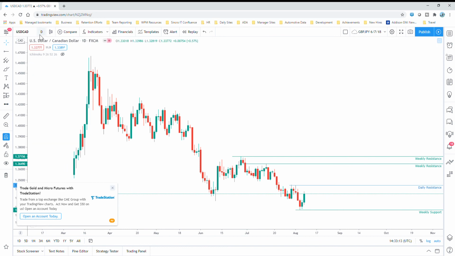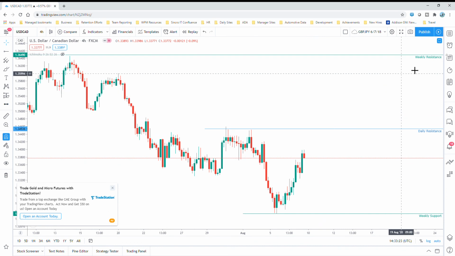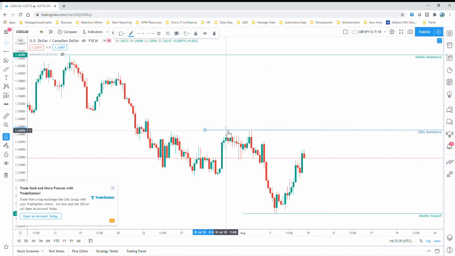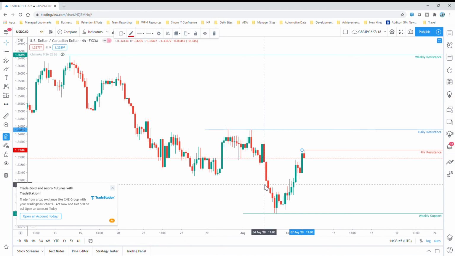All right, and we will drop down to the 4 hour. On the 4 hour here, you see the same confluence with the daily resistance there, but we also have another zone. This is actually creating a resistance area here. So again, this zone here is a 4 hour resistance zone. So price definitely bounced off of that. That's our 4 hour.